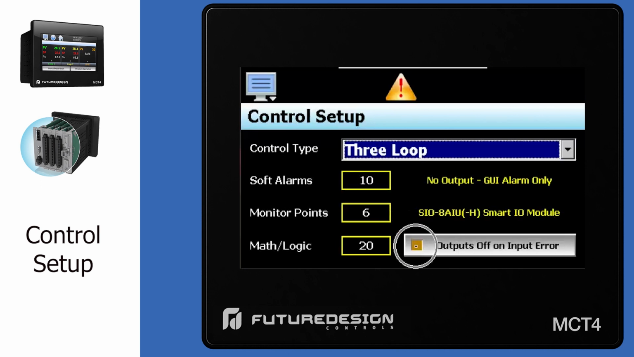Lastly, the outputs off on input error selection is used to disable logic outputs of all configured logic equations if any input to the system is in a fault condition. This includes all loops, limits, and monitor points. The selection is a global selection, meaning it affects all logic equations, even if they do not use the specific input that is in an error condition.